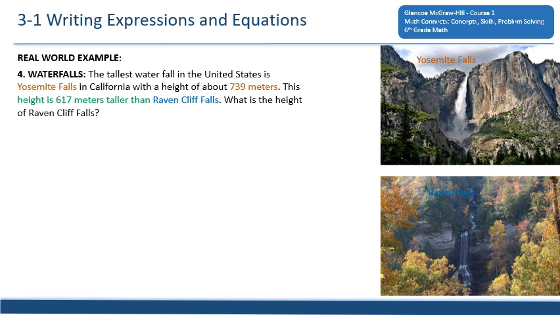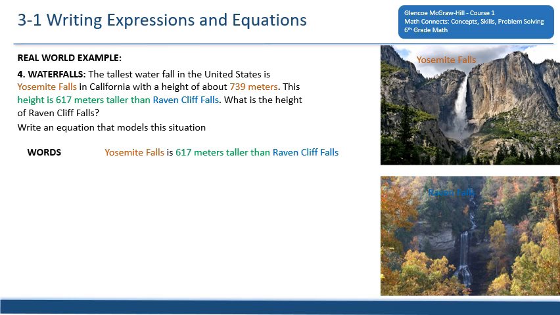Real-world example, waterfalls. The tallest waterfall in the United States is Yosemite Falls in California, with a height of about 739 meters. This height is 617 meters taller than Raven Cliff Falls. What is the height of Raven Cliff Falls? So let's break this down. In words, Yosemite Falls is 617 meters taller than Raven Cliff Falls. And we know what Yosemite Falls' height is.